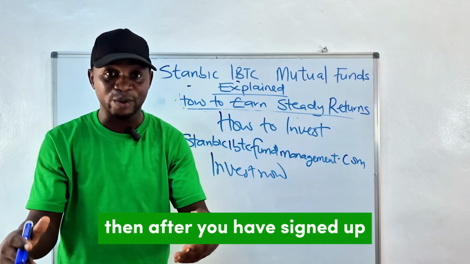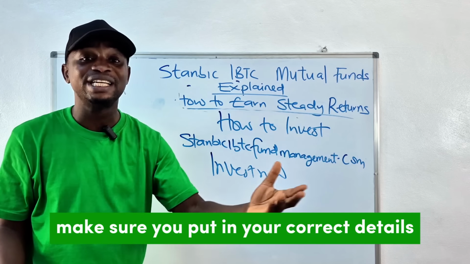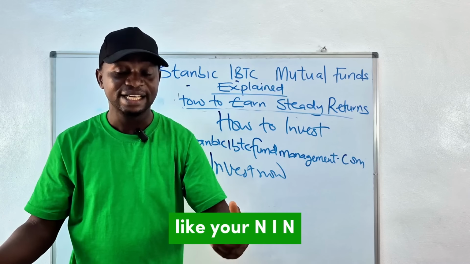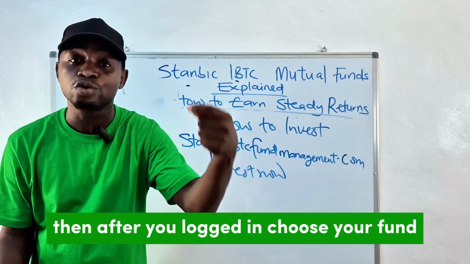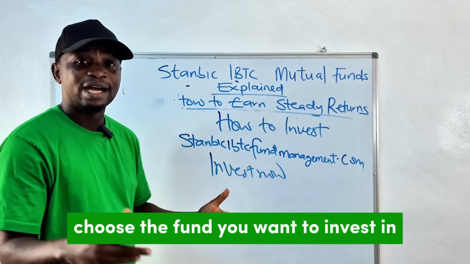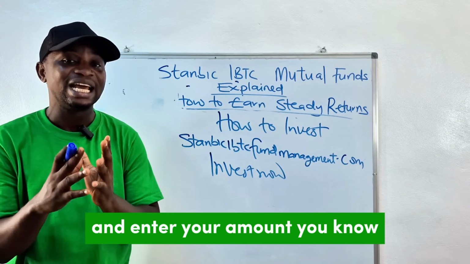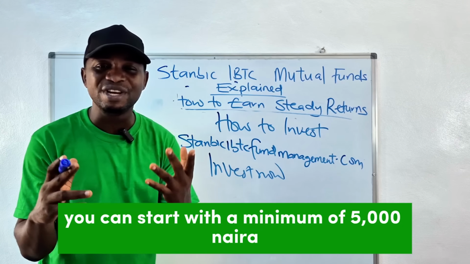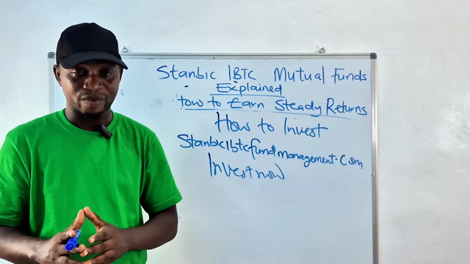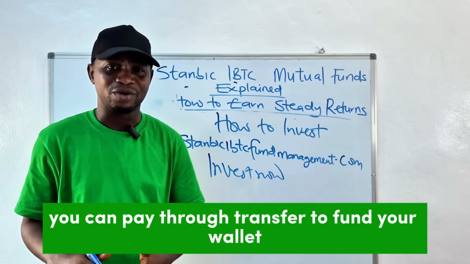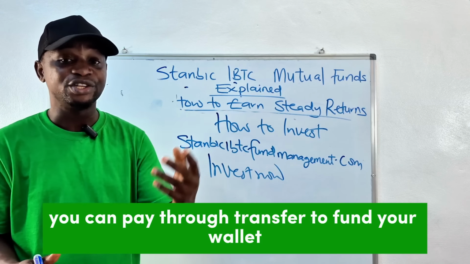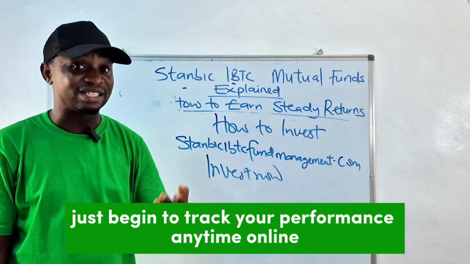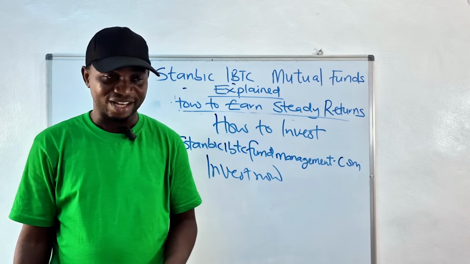Then after you are signed up, make sure you put in your correct details. You need to do some verifications like your BVN, like your NIN. Then after you logged in, choose your fund. Choose the fund you want to invest in and enter your amount. Most of the funds I mentioned in this video, you can start with a minimum of 5,000 naira. So you can pay through your bank, you can pay through transfer to fund your wallet. After your investment is approved, just begin to track your performance anytime online through the website.